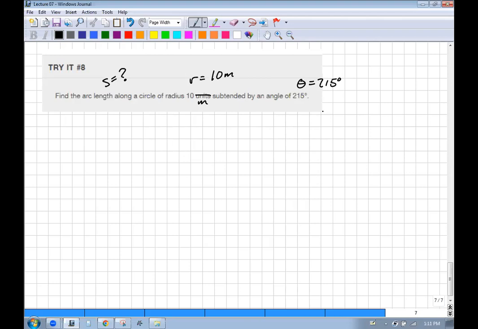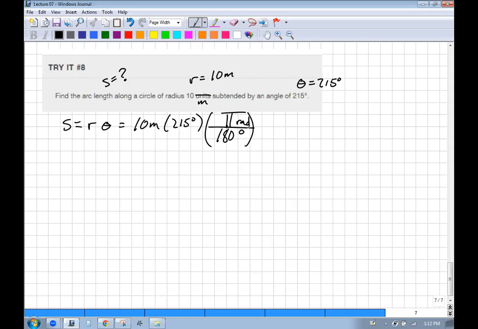Well, we have S, R, theta. S is R theta. R is 10 meters. Theta is 215 degrees. We want a length. If somebody asked you, how long is this? And you said it's so many meters degrees, you would look at them weird, right? We've got to get rid of these degrees. This needs to be in radians. So get rid of degrees. There's pi radians in 180 degrees.